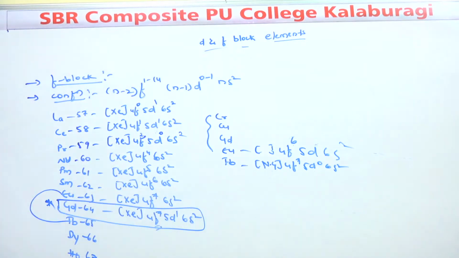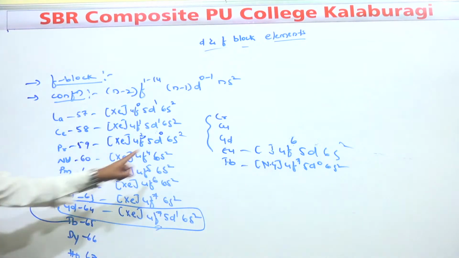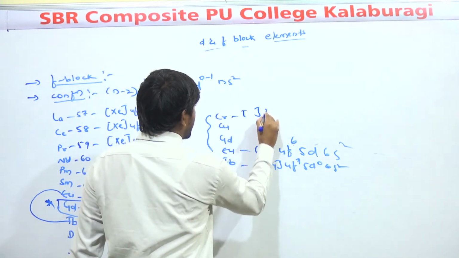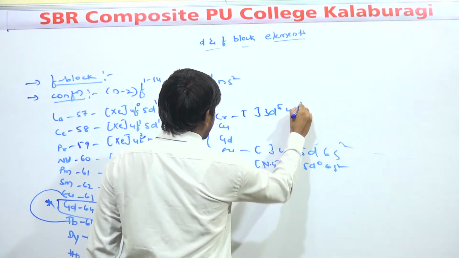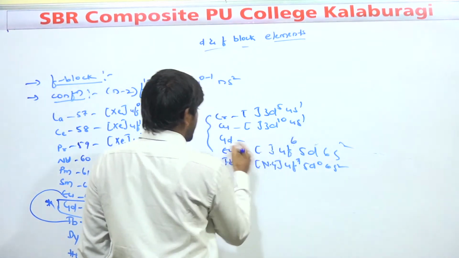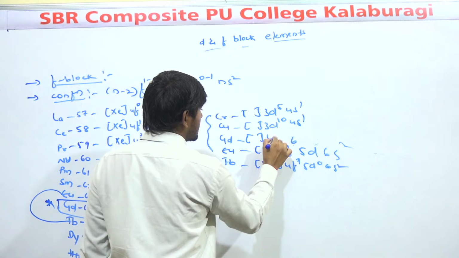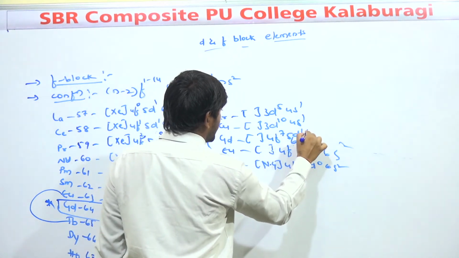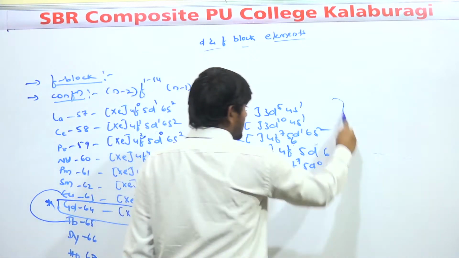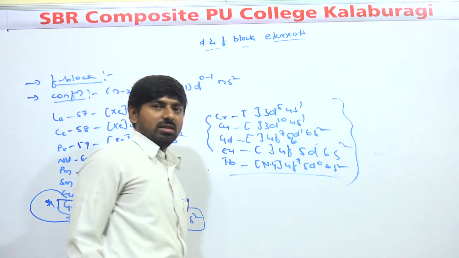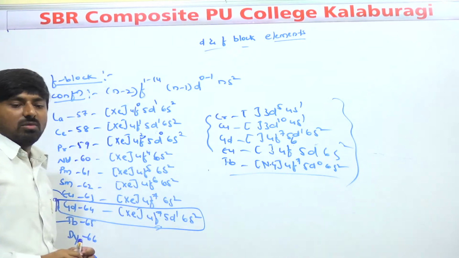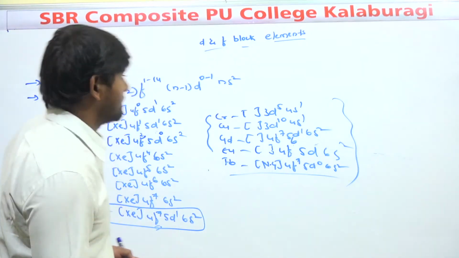Right? Questions will come only on these. Chromium's configuration will be noble gas 3d5, 4s1. Copper will be noble gas 3d10, 4s1, and gadolinium's configuration is noble gas 4f7, 5d1, 6s2. Better remember this. So many times this question has been asked in the exam. Right? So this is all about the electronic configuration of the f block.